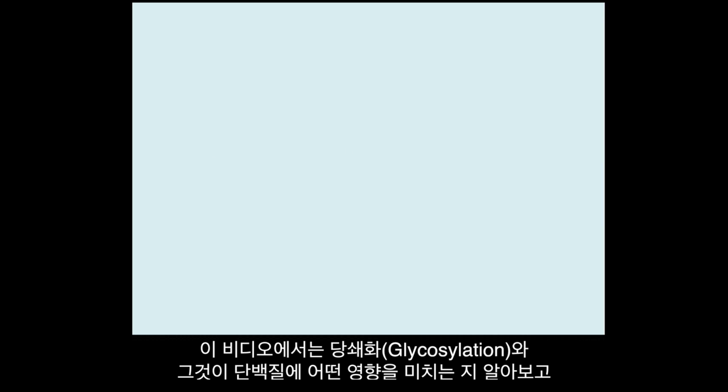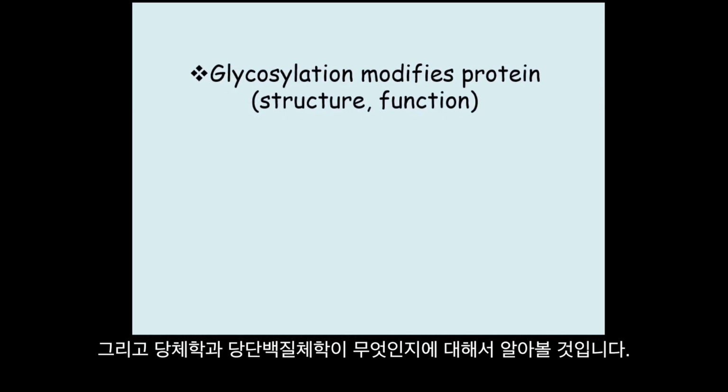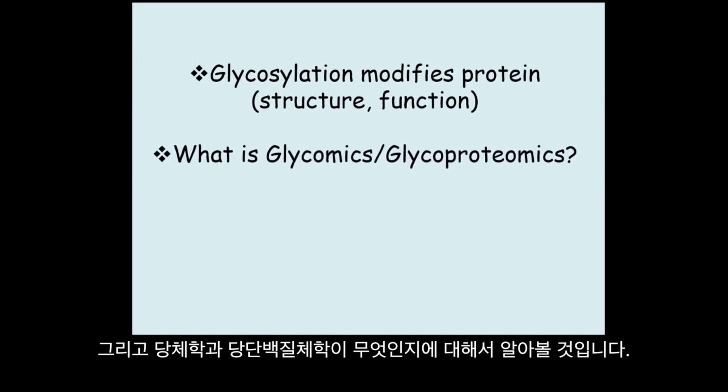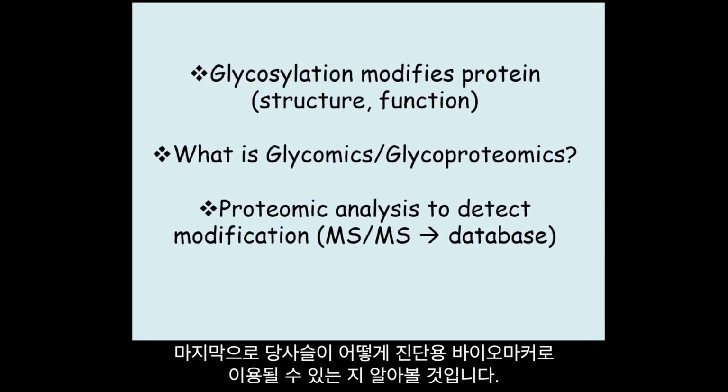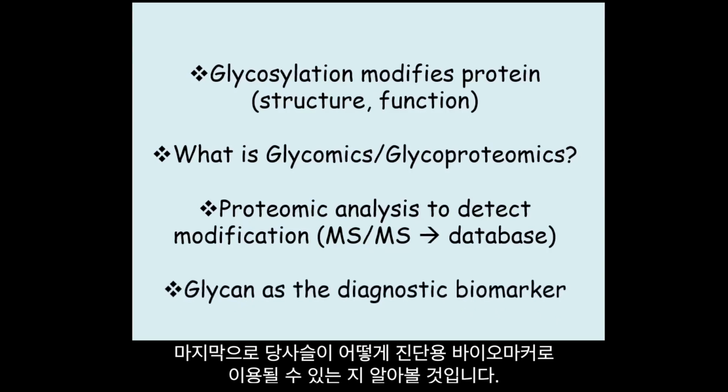In this video, we will be talking about glycosylation and how it affects the structure and function of the protein. And next, we will be talking about what is Glycomics and Glycoproteomics and how to make use of the proteomics analysis to analyze and detect the protein modification through MS spectrum and database search. And lastly, we will be focusing on the case study about how glycan can be used as a diagnostic biomarker to detect particular disease.